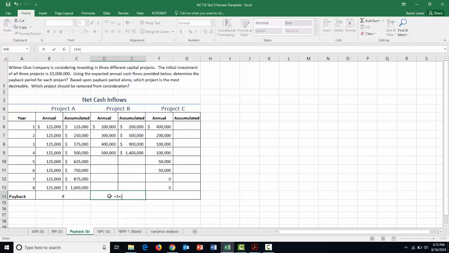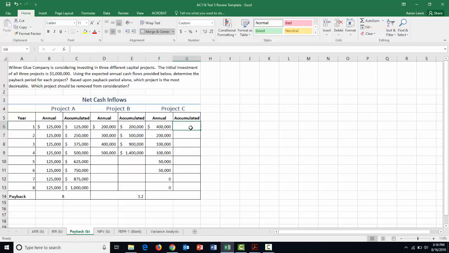We need to get to $1 million, so simple math says that we need $100,000. If we take that $100,000 we need to get from the $900,000 in cash flows back to our initial investment of $1 million, we're going to divide that by the $500,000 in cash flows we had for year 4. So 3 plus 100,000 divided by D9, which is the cell for our annual cash inflows from year 4, and it comes out to 3.2 once we move this decimal over. It takes 3.2 years for them to get their initial investment back on project B.